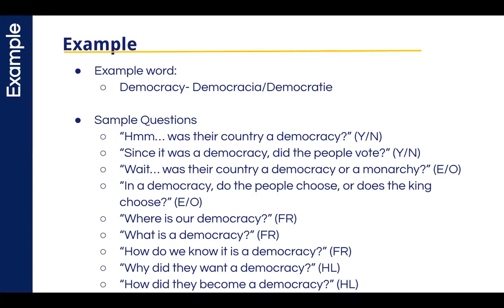And then I'll say, was their country a democracy? Yes or no? Then I start trying to establish meaning with my yes or no question. And I say, since it was a democracy, did the people vote? Yes or no? Right? Then I pretend that I have forgotten things and I say, wait, was France a democracy or a monarchy? I'll let them choose. France is a bad example because it was a monarchy at one point, never a democracy, but then I'll go into my either or, right? In a democracy, do the people choose or does the king choose, right?